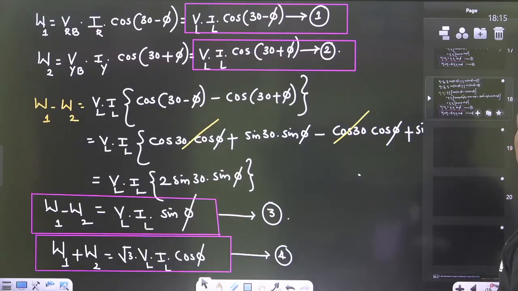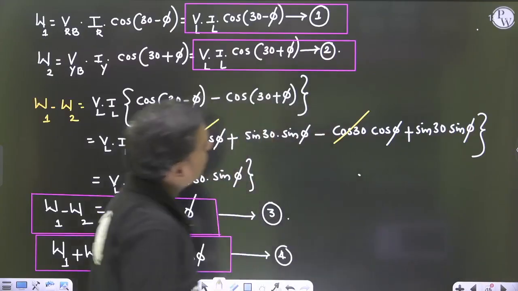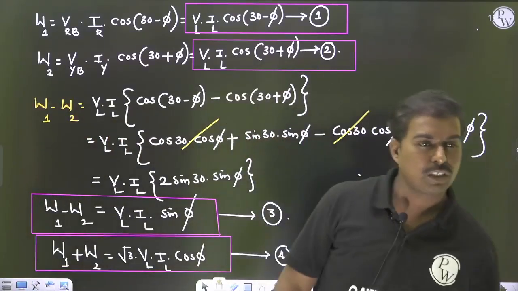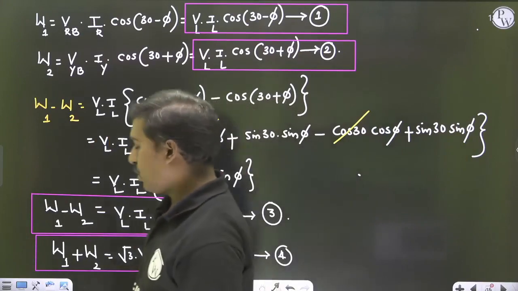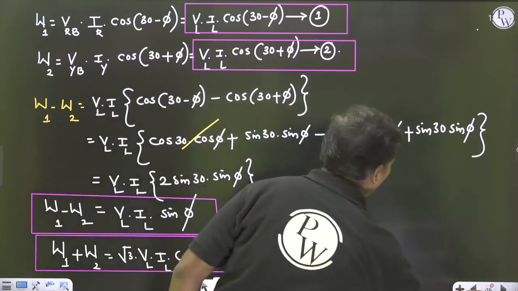Perfect. Sometimes we get habituated to practice. Yeah, we got the expression now. Now let us move to the next slide. See, what is on the slide? What are the 4 equations we got? First equation is VL IL cos 30 minus phi. Second equation is cos of 30 plus phi. Third equation is W1 minus W2. Fourth equation is W1 plus W2. So let me write all these equations together.